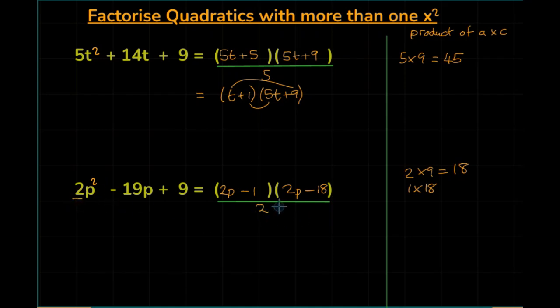Okay. Well, does the 2 go into either of these brackets? Yes, it does. So I can factorise it as 2p minus 1. Divide the whole of the second bracket by 2 and I get p minus 9. Again, I can check the terms in p. I want minus 19. Well, minus 1 times p is minus p, and then I've got a minus 18p. That gives me minus 19p. So I'm happy that between them I've got the minus 19p. So that would be my answer.